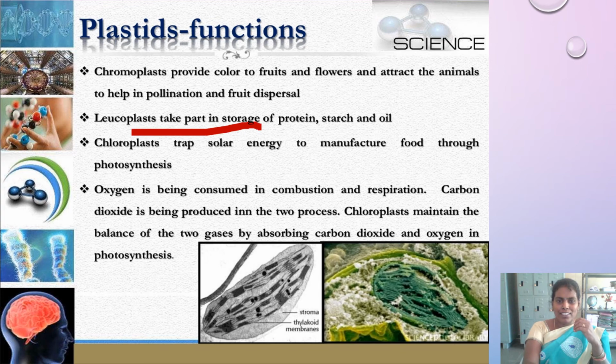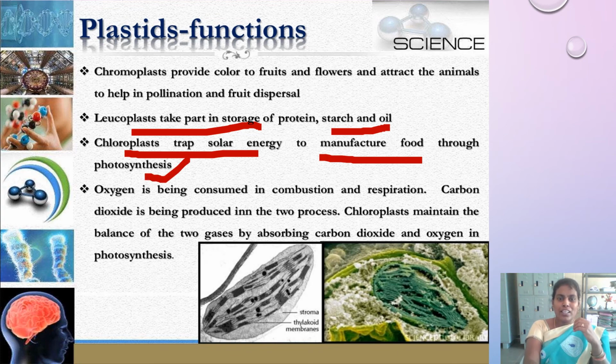In the previous slide we have learned what are those food materials. They may store proteins, starch and oils also. Chloroplasts trap solar energy to manufacture food through photosynthesis process.